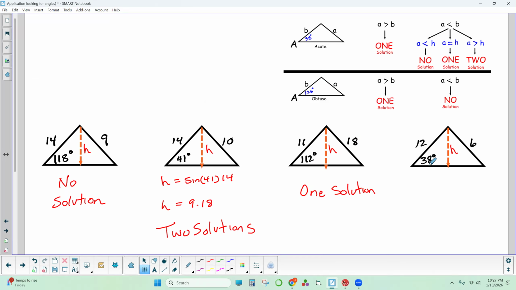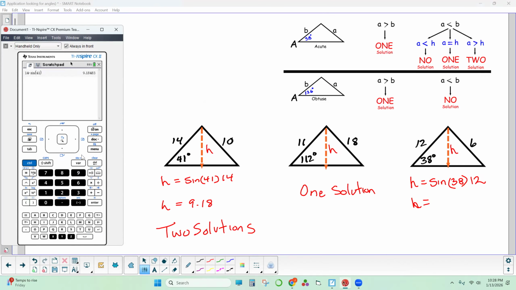All right, now looking at the last one, again, we have an acute triangle, so I'll go back up top. B is greater than A. So now I have to look at A versus the height again. So I've got to find the height. The height here is going to equal sine of 38 degrees times 12. Okay? So I will go ahead and put that in my calculator one more time.